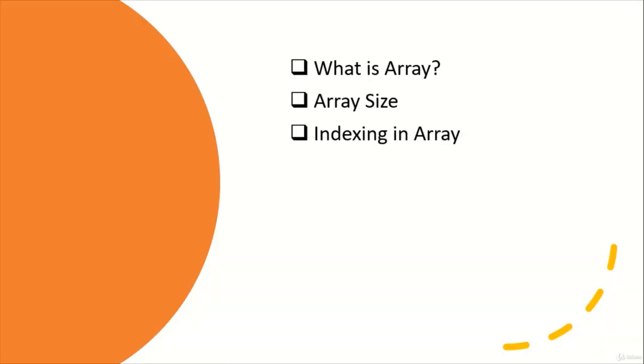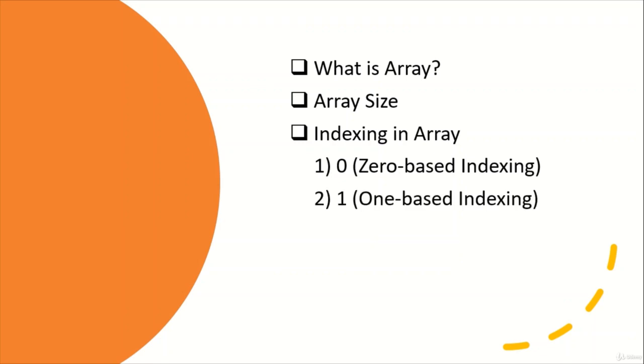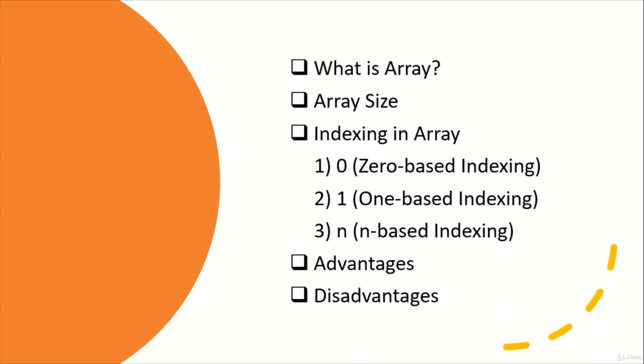Our next topic is array. So let's see what are the contents we'll be studying in this topic. We'll be learning what is array, size, indexing in array, zero-based indexing, one-based indexing, and n-based indexing, advantages and disadvantages.